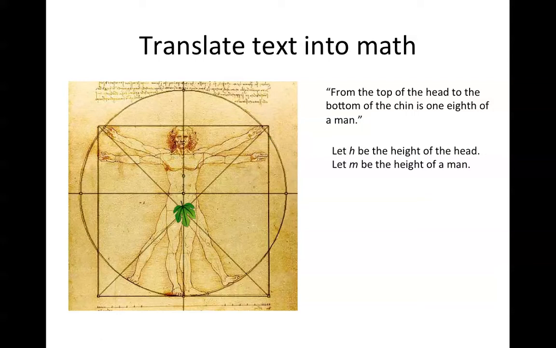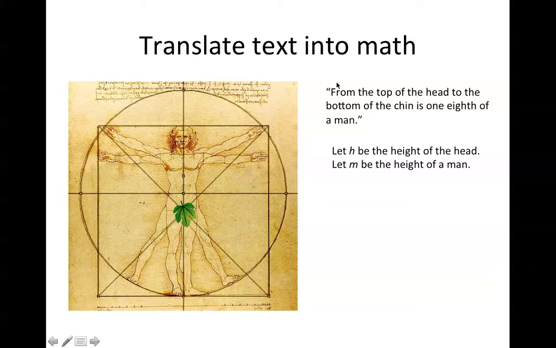In order to translate that text into math, you have to take some of the words and turn them into variables. So from the top of the head to the bottom of the chin, we're going to call that the height of the head, and we're going to represent that with h, the letter h. When Leonardo says 1/8 of a man, he means 1/8 of the height of a man, and we're going to represent the height of a man with the letter m.